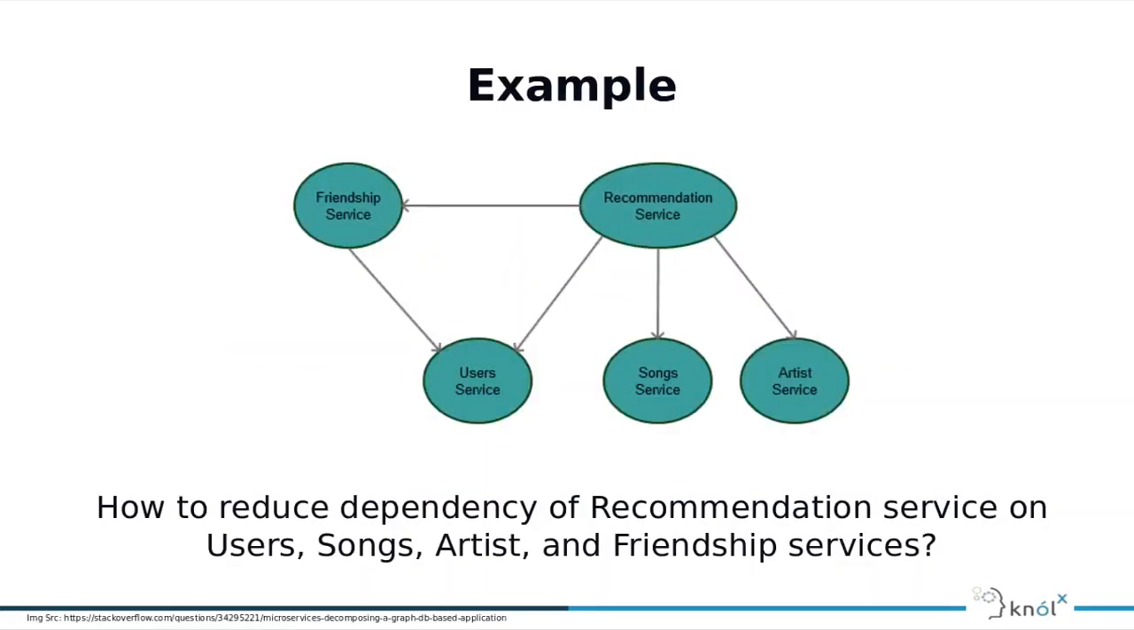Again, the same example that we have already seen. Now, how do we reduce the dependency of the recommendation service on the user, song, artist, and friendship services? Any suggestions? How can we simply remove that dependency? Yeah, that would just make them reactive, but not independent.